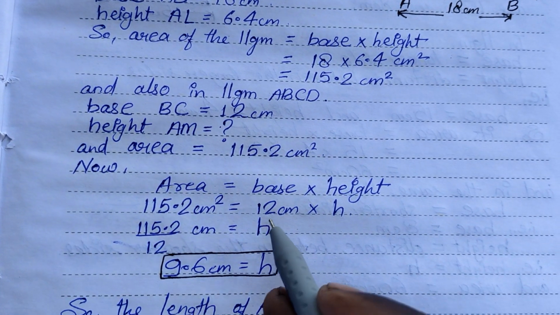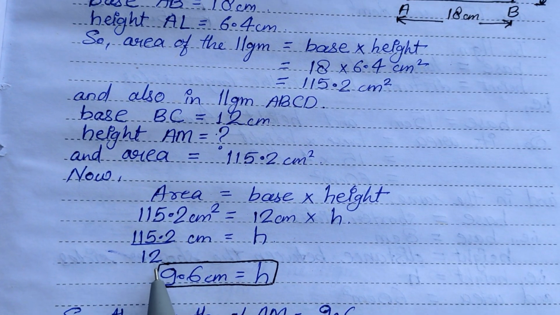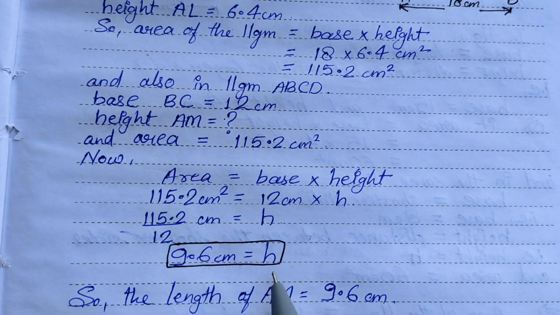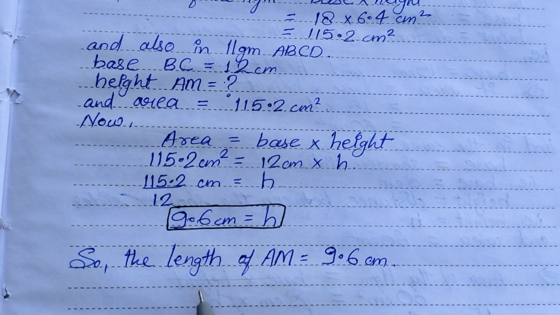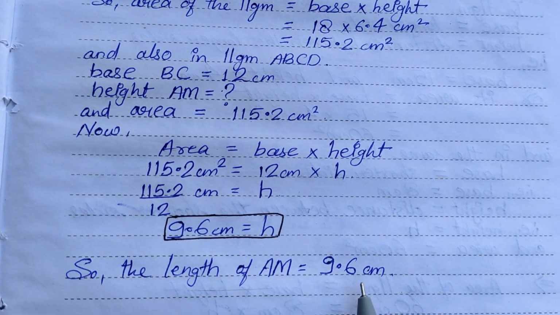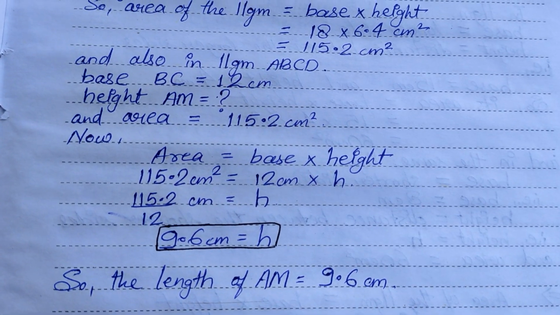So transfer this 12 to the left side. We have 115.2 divided by 12, which gives 9.6 cm as the height. So the length of AM is equal to 9.6 centimeters. Now see the next question.